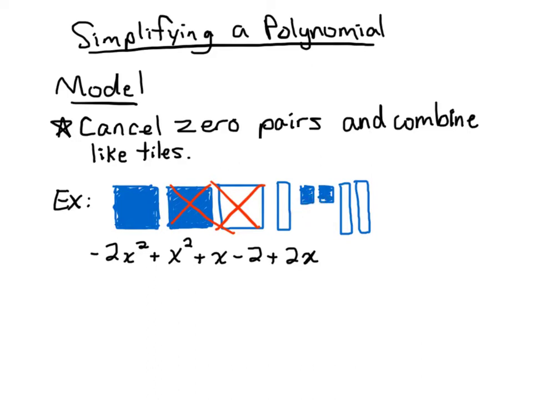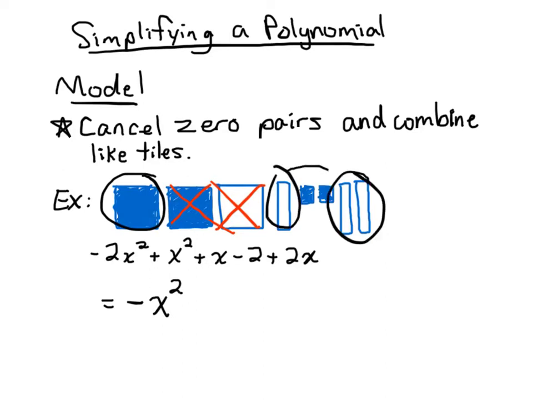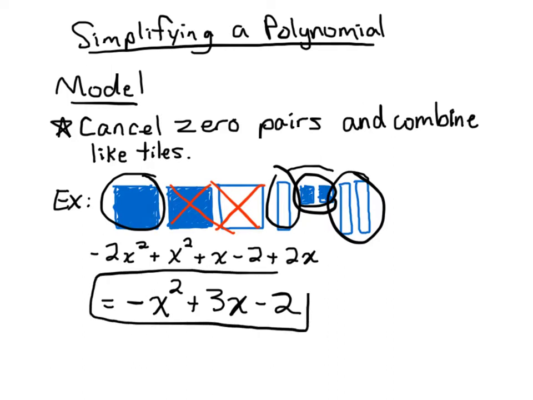So the next thing we want to do is look at what is similar. So we only have one negative x squared tile left, so we would write negative x squared. And then we have a total of 3 x tiles left, so it would be positive 3x tiles. They're positive. And then we had 2 negative ones left, so negative 2. So our simplified polynomial is negative x squared plus 3x minus 2.